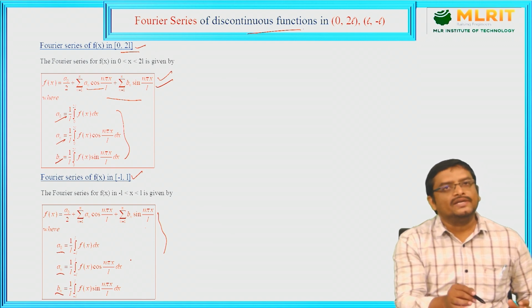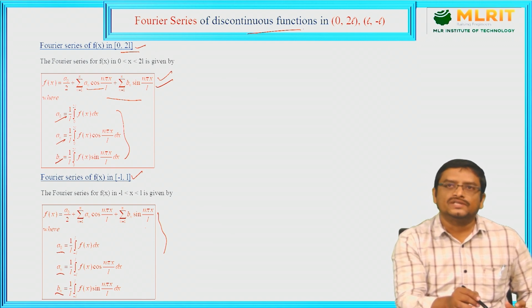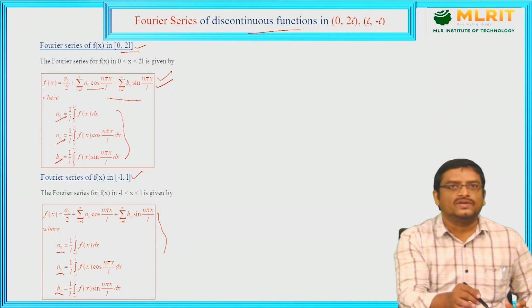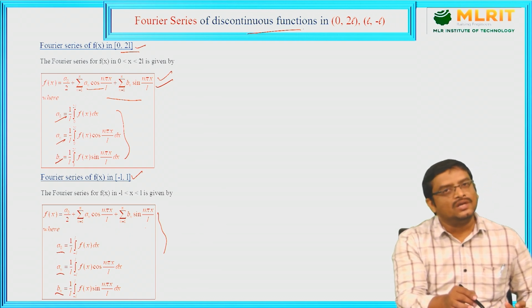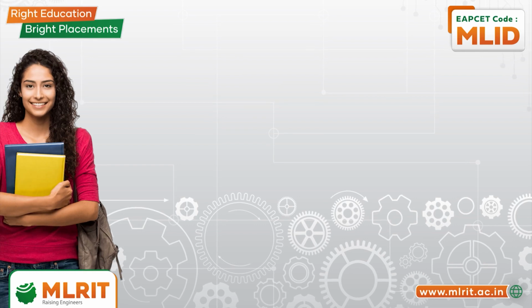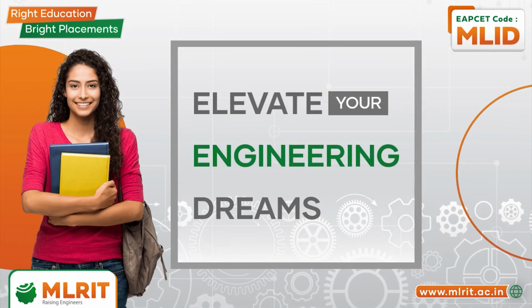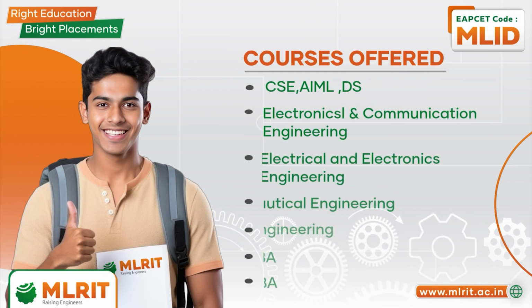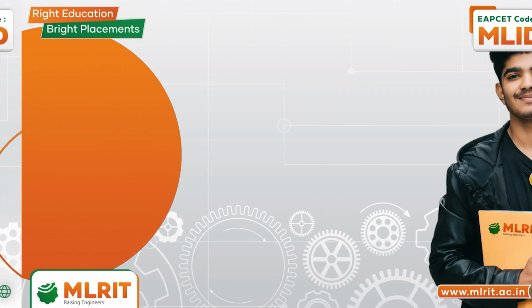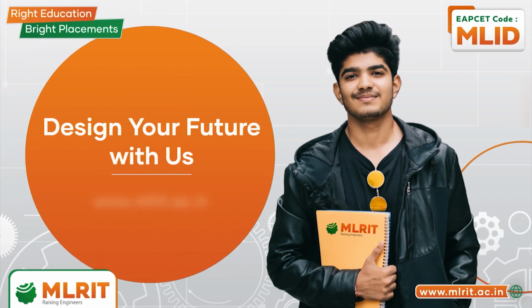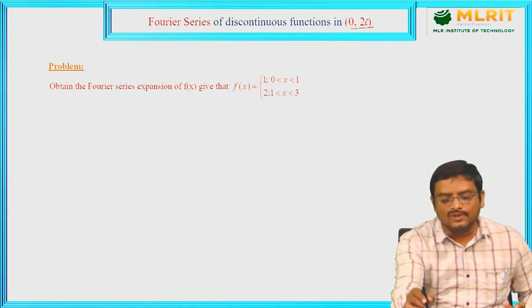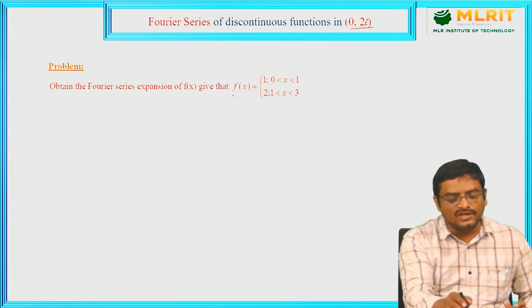Now let us take one example in each interval which is a discontinuous function. Now we will see how to find the Fourier series for the discontinuous function in both intervals 0, 2L and minus L, L. So now let us take one function in the interval 0, 2L. Now this is our function f of x.